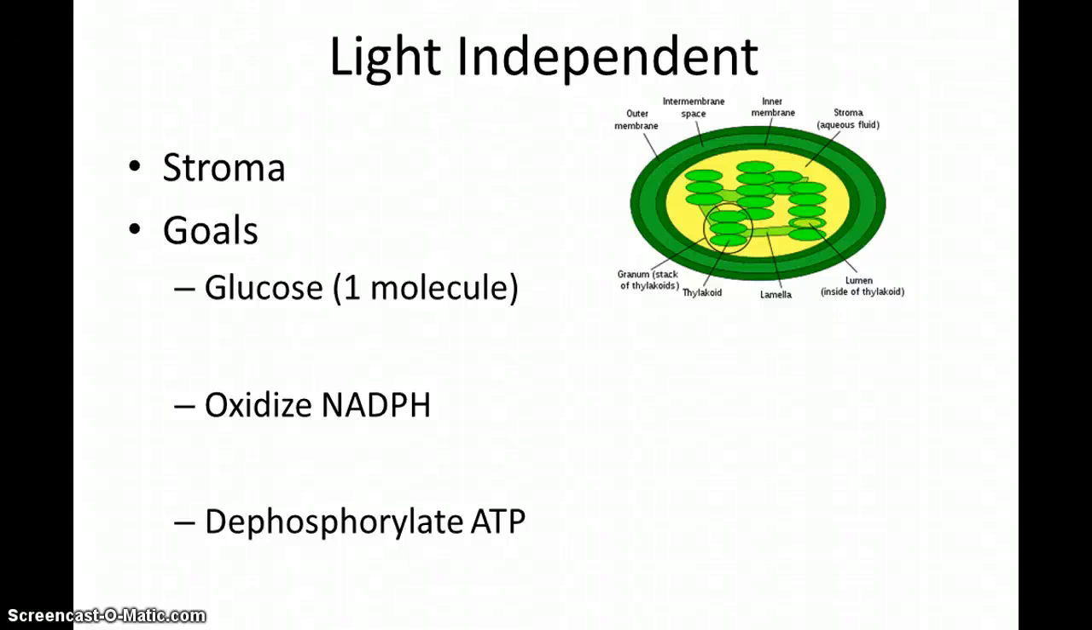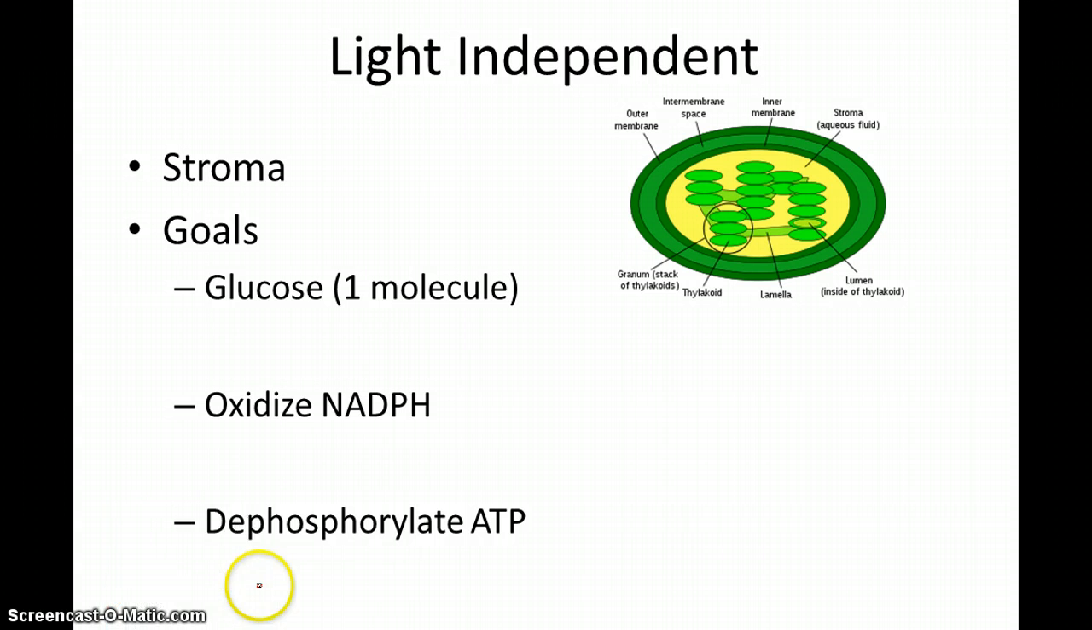Welcome to Learn Biology, and now we're discussing the light-independent reactions in photosynthesis. To make it easier, we'll just write down the photosynthetic equation up here, which is 6CO2 plus 6H2O yields C6H12O6 plus 6O2.